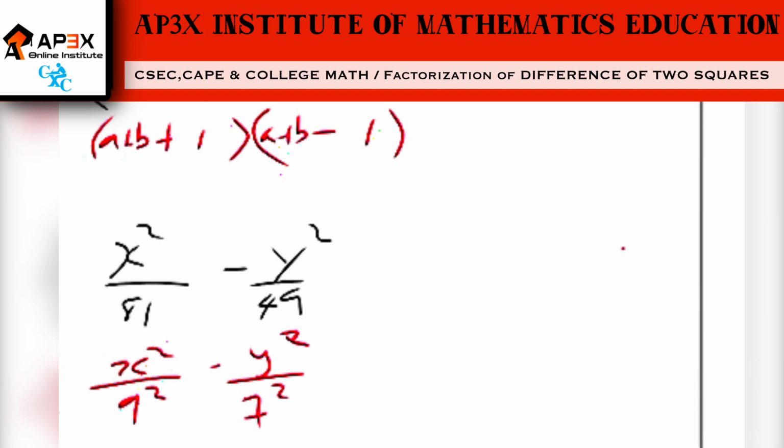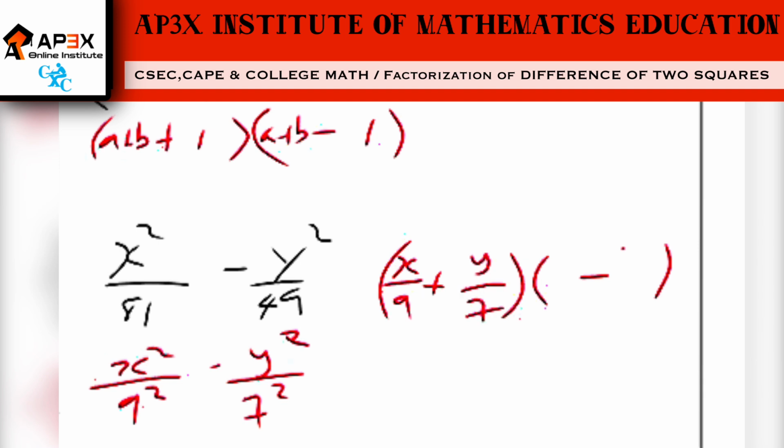Now that all the terms in both expressions are expressed to a power of 2, we can open two large brackets, insert a plus in one and a minus in the other. In the first, we're going to have x on top, 9 at the bottom, y on top, and 7 at the bottom.